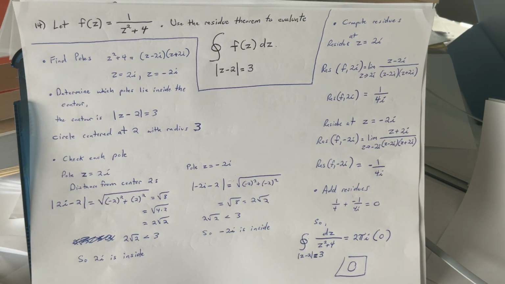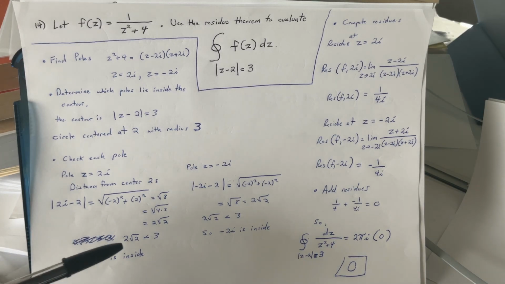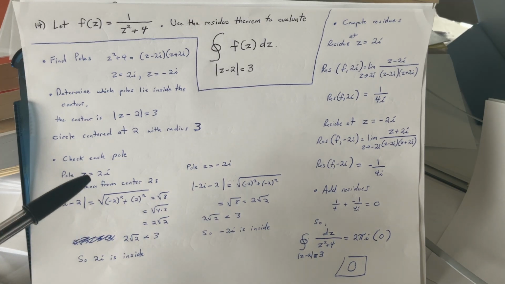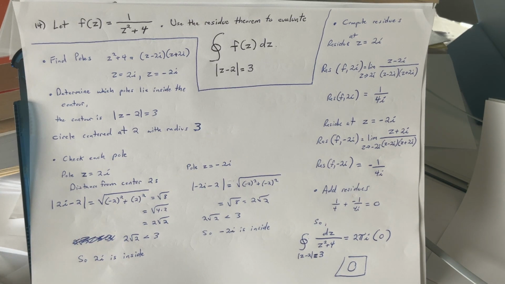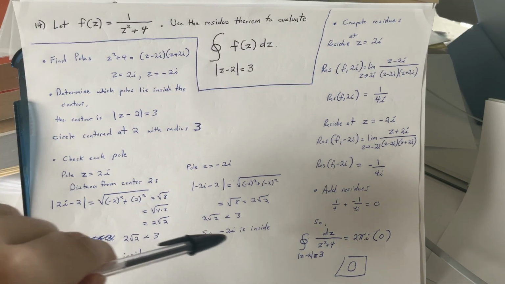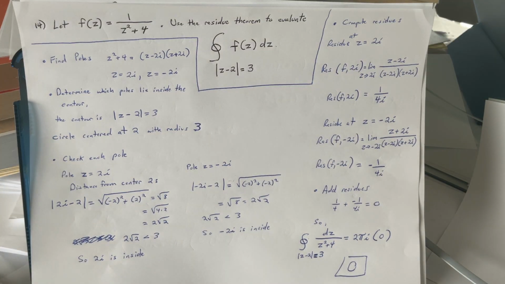Go ahead and check each pole. So at z equals 2i, we find the distance from the center. We get root 8, which equals 2 times root 2. Is that less than 3? Yep, 2 root 2 is less than 3. So the pole at z equals 2i is inside. And if we do the same thing with z equals negative 2i, we arrive at the same conclusion: negative 2i is inside.